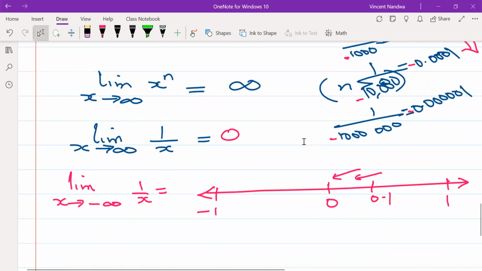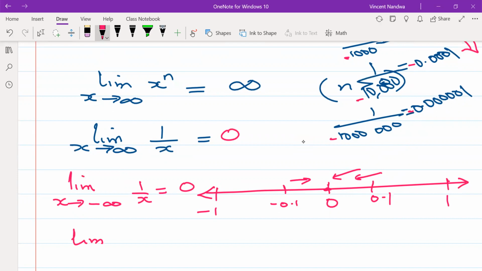Yes, it will still be the same thing, because remember, if this way you have negative 0.1, then you are sure that negative 0.01 will be closer to 0, that will be to the right of this side, okay? So it'll be moving towards the 0 here. So this will still be 0.